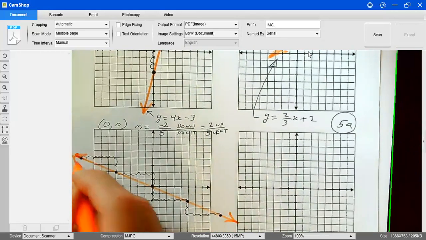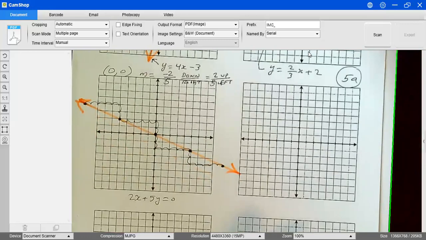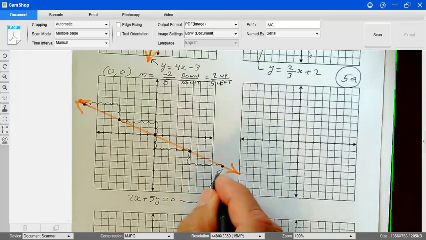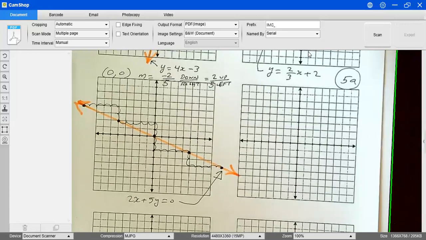So this is the equation of the line, 2x plus 5y equals 0. So that's the equation of this line. So that's example 4.